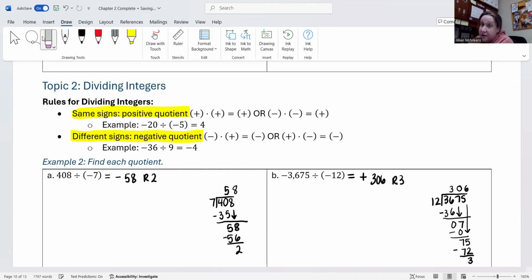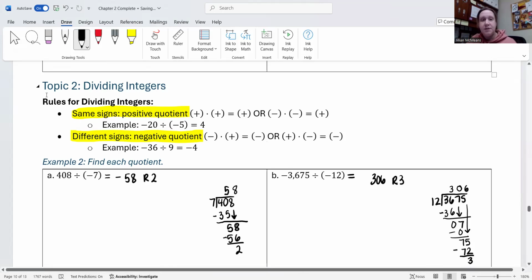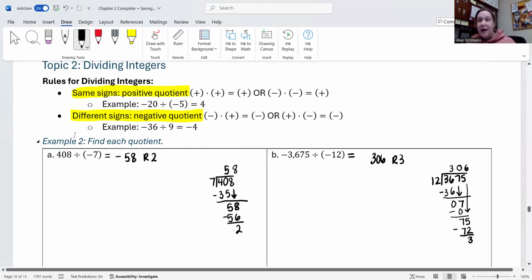So even though we're practicing division of integers, these two answers are not technically integer answers, but I wanted you to practice division with remainders again. Now, in a future section, we'll talk about what you do when you have a remainder, and how that works out with a fraction or with a decimal answer. But for here, just leave the remainder as it is. Okay, so that is dividing integers.